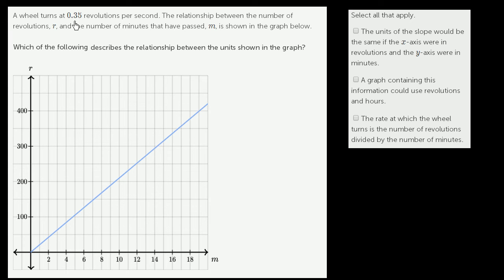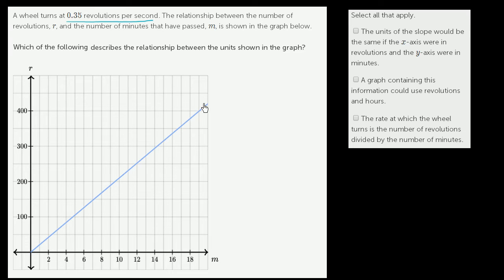A wheel turns at 0.35 revolutions per second. The relationship between the number of revolutions r and the number of minutes that have passed m, so they're doing it in the number of minutes, not the number of seconds that have passed, is shown in the graph below. Which of the following describes the relationship between the units shown in the graph?